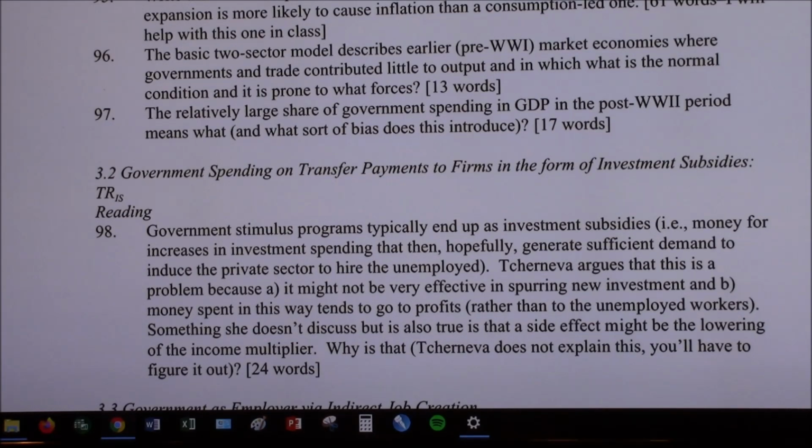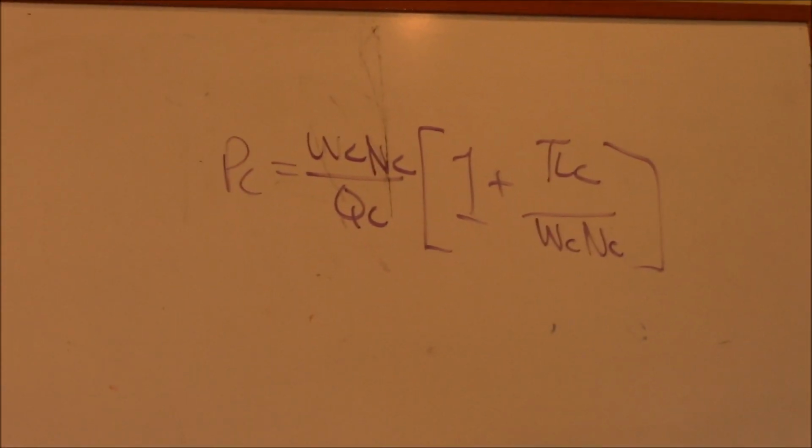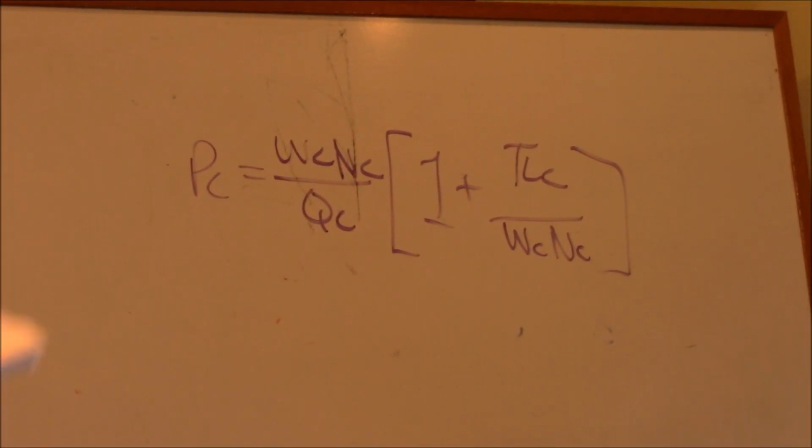PC is equal to WC/NC over QC times 1 plus pi C over WC/NC. Okay, let me direct your attention back to that, and then I'll talk about it. Again, this is all for study question number 95. All right, there's the final equation we derived in the previous question.